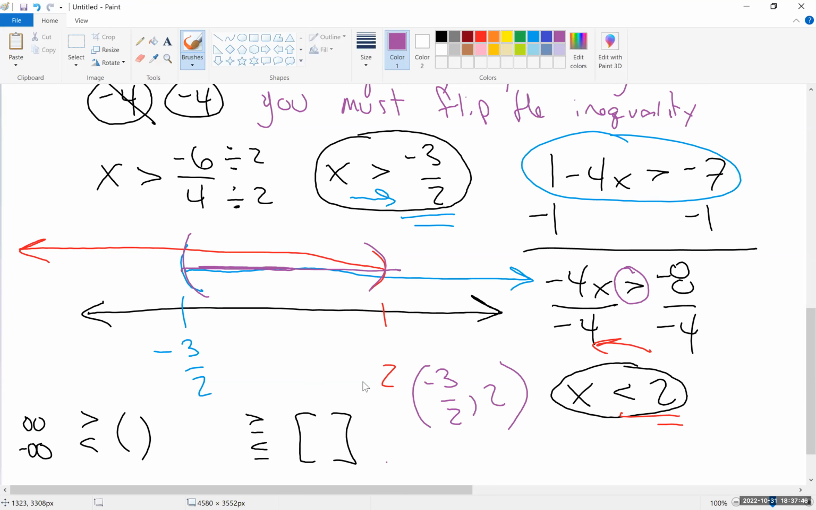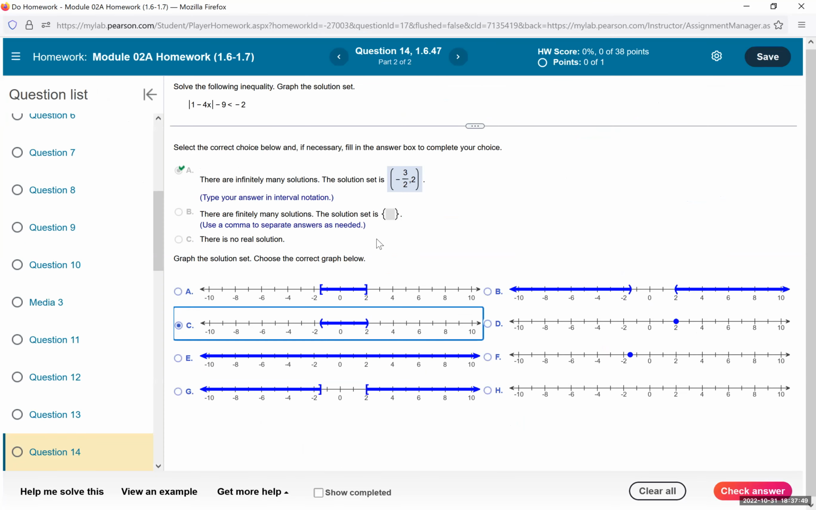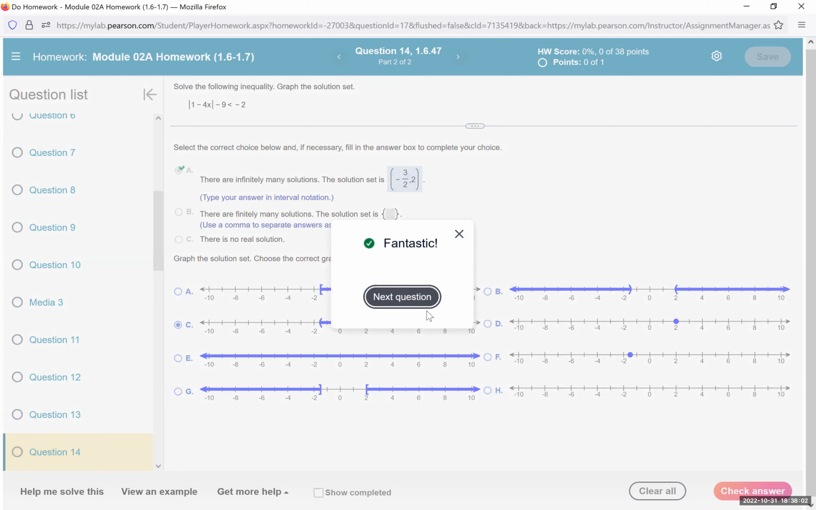My advice is do the number line first, and then the number line helps you with the interval notation, which is why you do the number line first. But if you already know the interval notation, I'm not even sure why you do the number line. But that's okay. There it is. That's how this question works out.